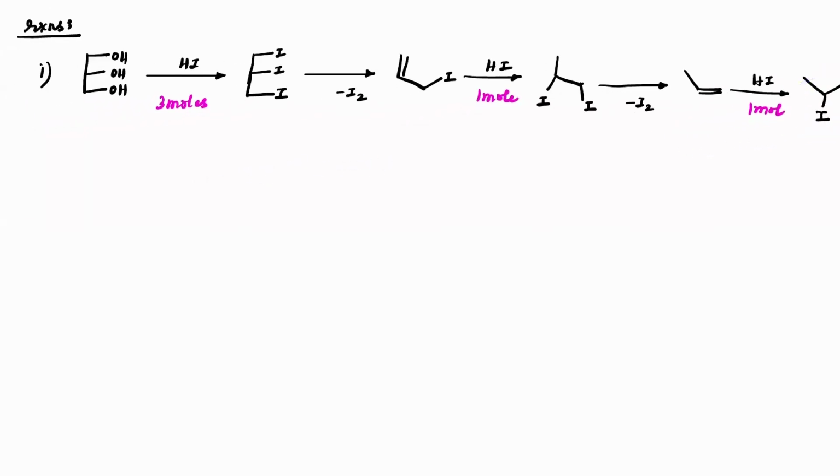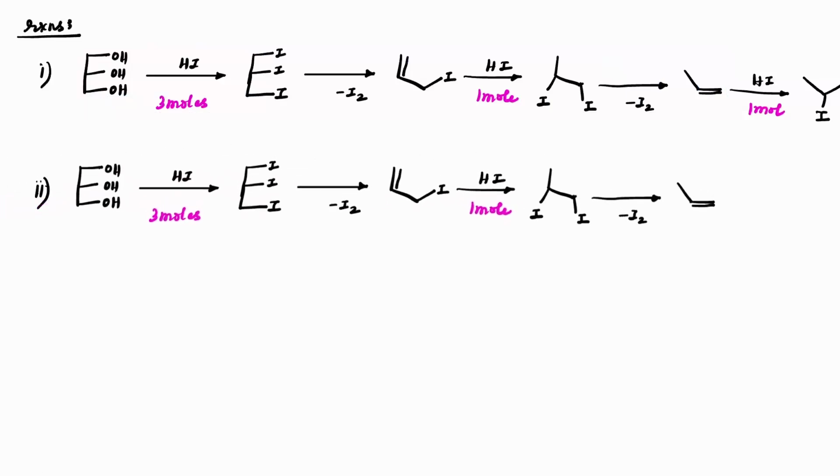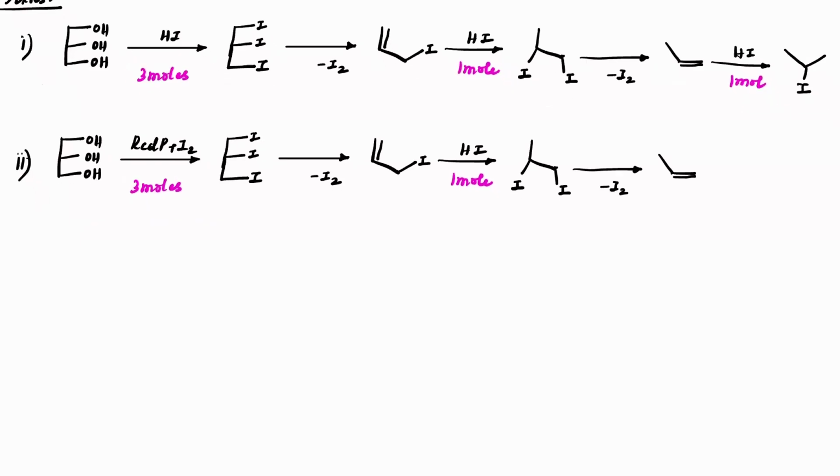What if I make a similar reaction? Let's make a very similar reaction here, up to the same reaction, just the reagent changes. The reagent which I'm changing is red phosphorus and I2. After this, further on the double bond, there is no substitution of iodine, so that will not take place. Got it? So this is where the product will stop.